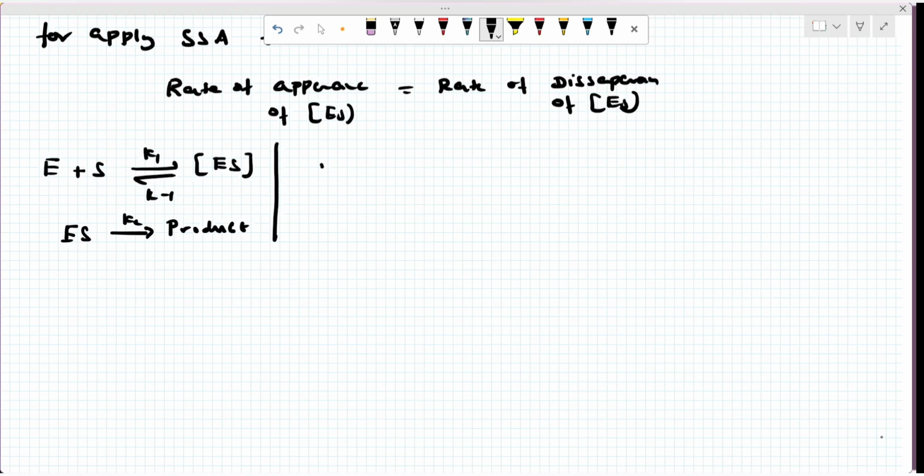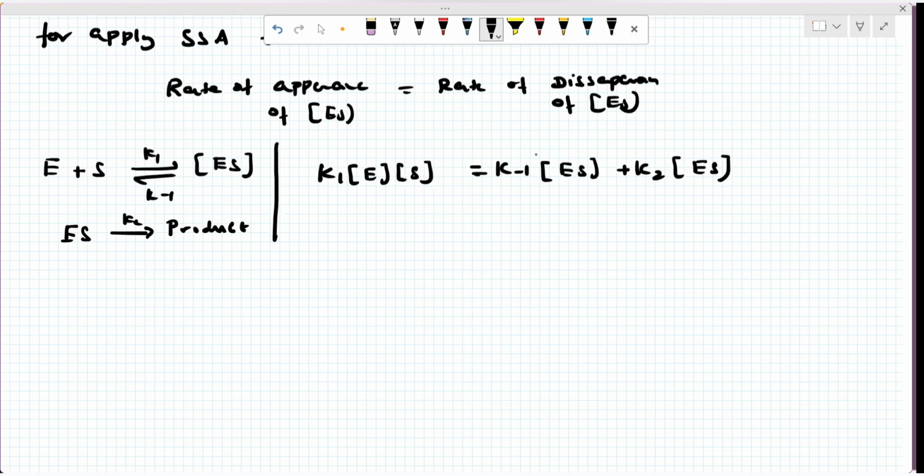Applying SSA, the appearance is K1 into E into S. The disappearance is K inverse, since ES goes back to S plus E, plus K2 into ES. So K1 E S equals K inverse ES plus K2 ES. Yes or no? Can we take ES out?